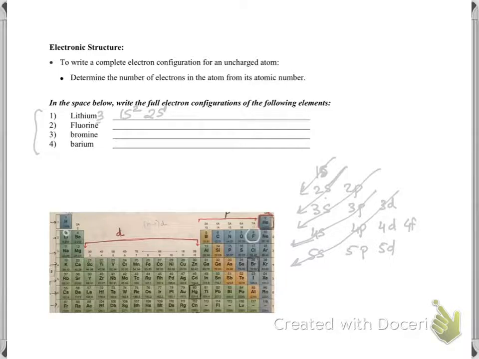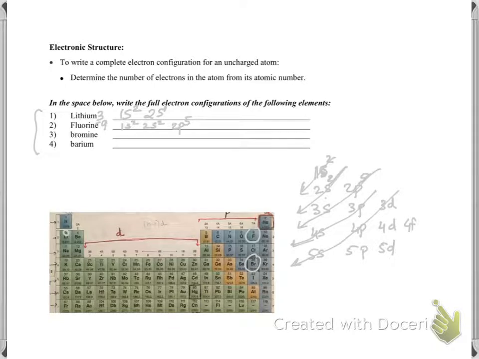Fluorine is here. Fluorine atomic number is 9. So you start here, 1s2, then you go here, 2s2, then you go to 2p. We need a total of 9: 2 plus 2 is 4, 4 plus 5 is 9. So your electronic configuration is 1s2, 2s2, 2p5.